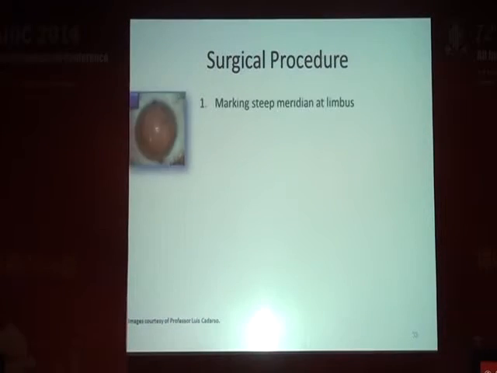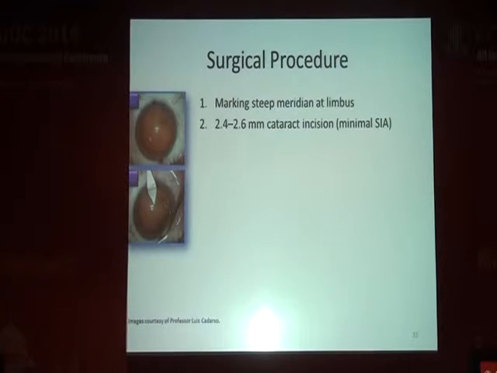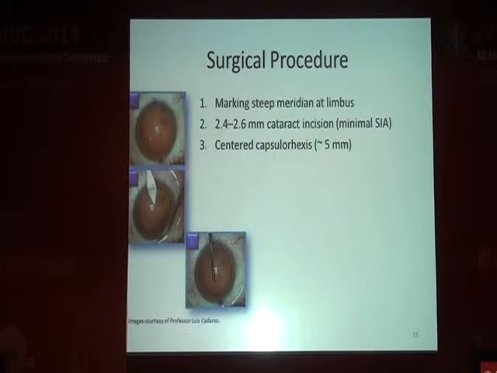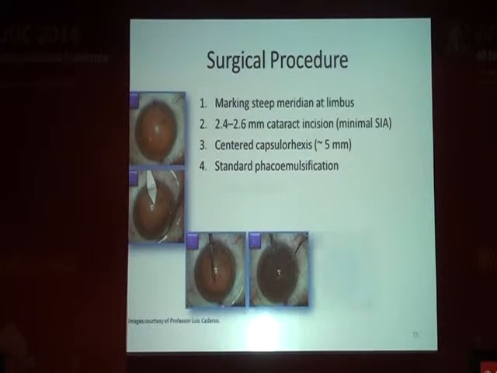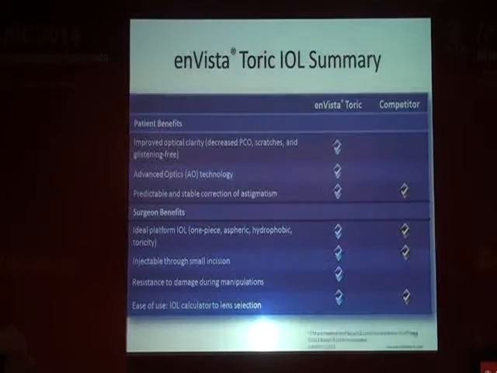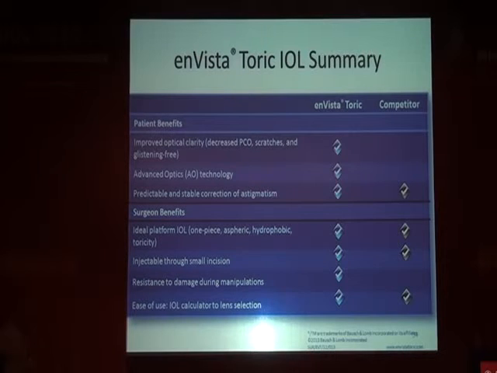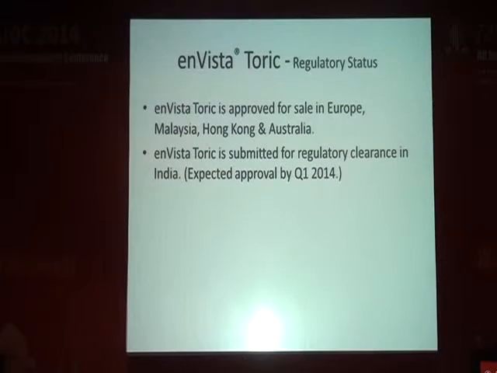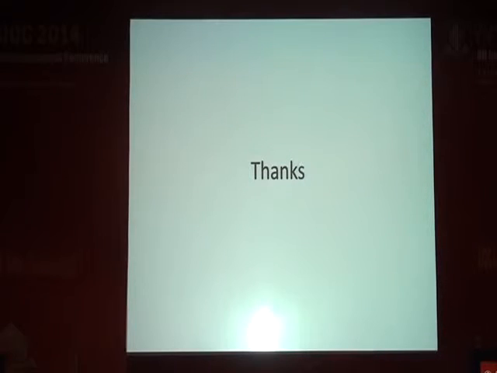Now let's see the surgical procedure. Basically, it's like the normal toric lenses where you're marking the steep meridian. You can make your incision depending on whichever one you want, and after doing your phacoemulsification, implant the IOL and align it properly. So when we take the toric IOL summary, you can see a lot of pluses in the Envista toric compared to the competitor brands. And now, as I told you, it's available in India soon.